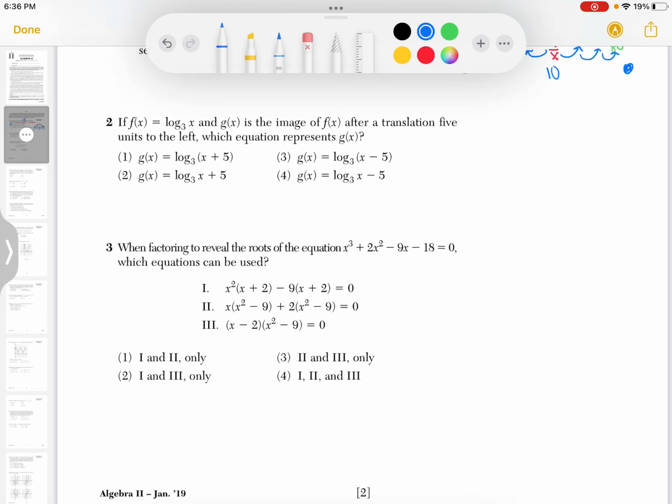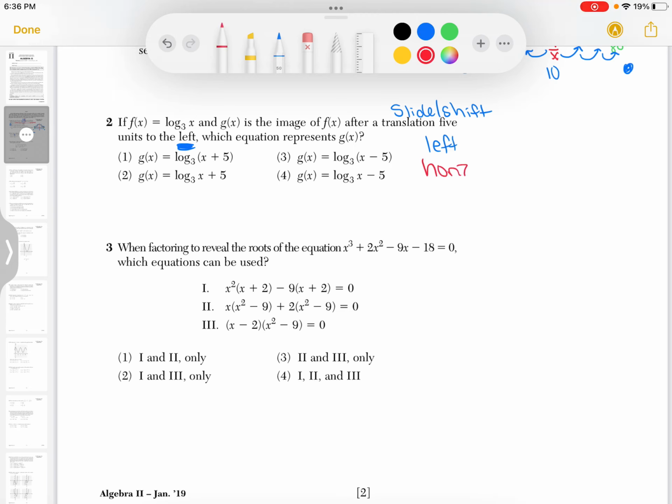All right, number 2, not too bad. It's a transformation question. It says if f of x equals the log base 3 of x and g of x is the image of f of x after a translation, so that's just a slide or a shift, of 5 units to the left, which equation represents g of x?